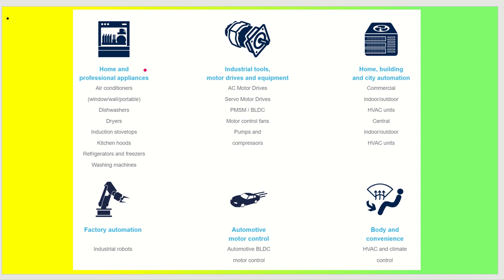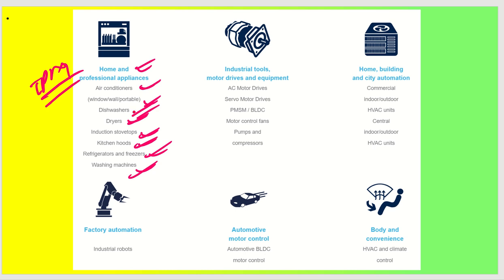Let us talk about home and professional appliances. There you will find air conditioners, like window, wall or portable ones. Dishwashers are very useful these days, and we have to find a way to make a very compact and very low cost design. We have dryers, induction stoves, kitchen hoods, refrigerators, freezers, washing machines. Just name a place where there is a motor. You will need something called an IPM to design your board.